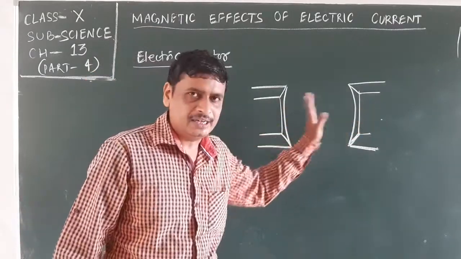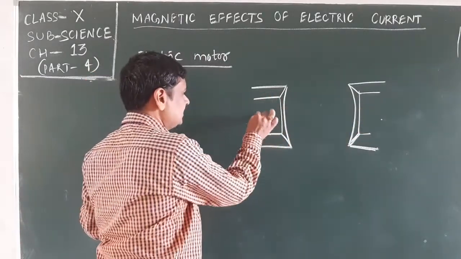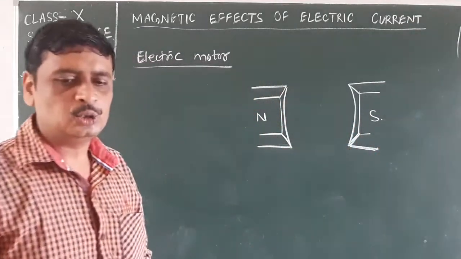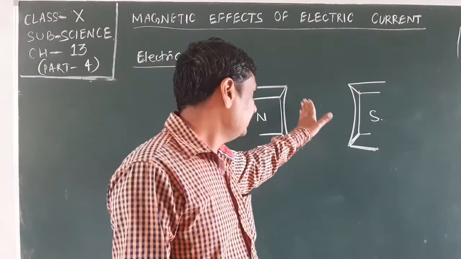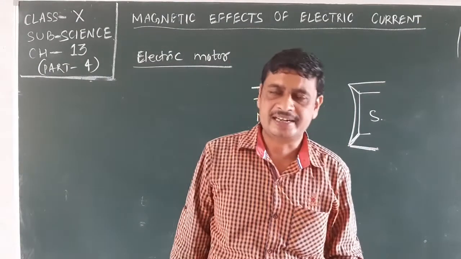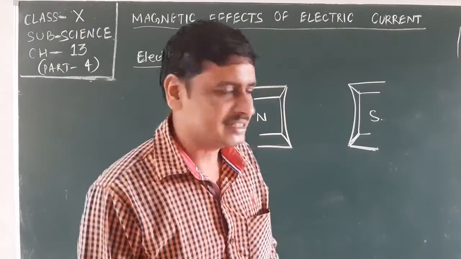These are the poles of a horseshoe magnet, named the North Pole and South Pole. In between these two poles, we have to place an insulated copper wire in the form of a rectangle that is called the armature.